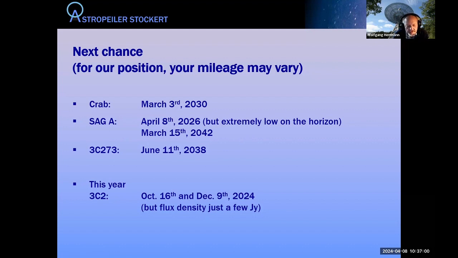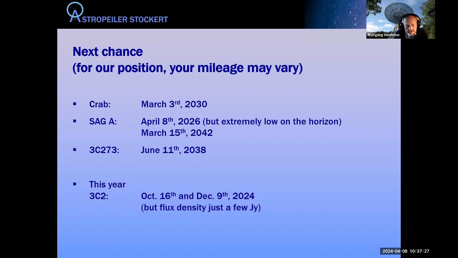Then the famous 3C273 is again in June of 2038. So that's again quite a while, at least for our position. So I would encourage everybody to maybe do the calculation for their instrument. That might be doable also with smaller instruments if you talk about the Crab Nebula or something like that.